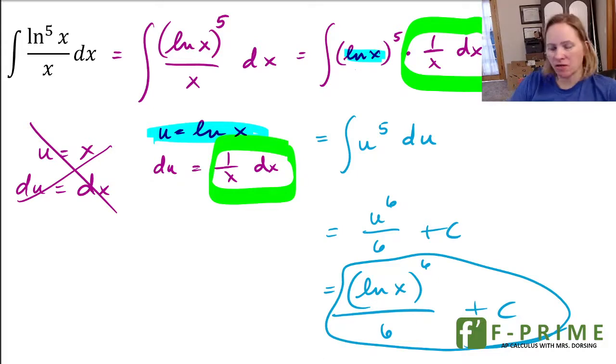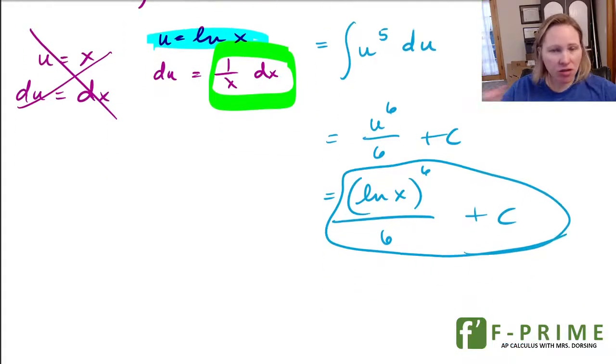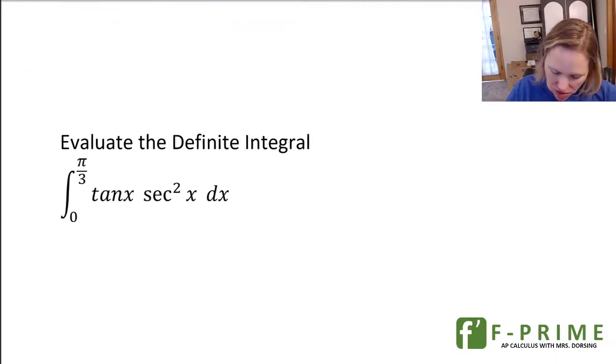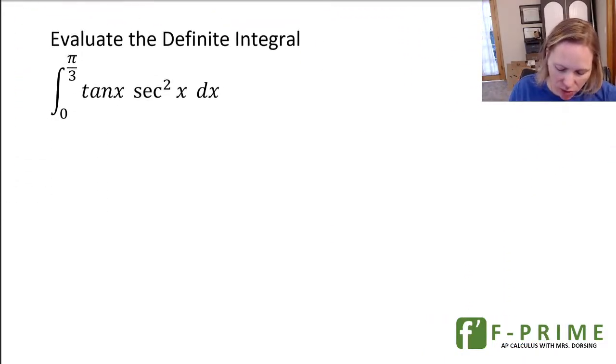So you always have to pay attention to what's happening in your problem. You have to be willing to try different things, have them not work, and then go down another path. So let's keep going. Now we're going to apply what we've been doing here with u-substitution to the definite integral. And essentially what I want you to understand before we even begin is that it is the same for the definite integral as it is for the indefinite integral. We just have an extra step at the end of evaluating that antiderivative using our limits of integration.